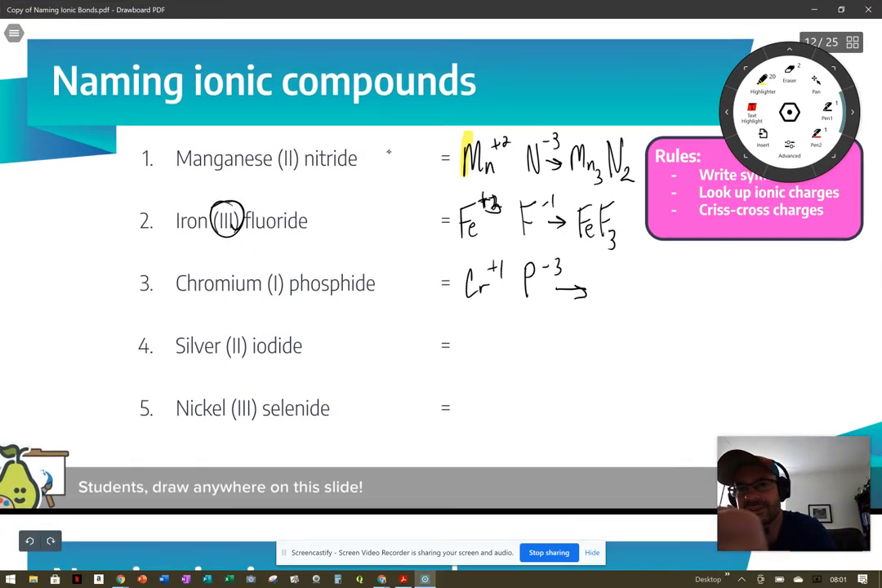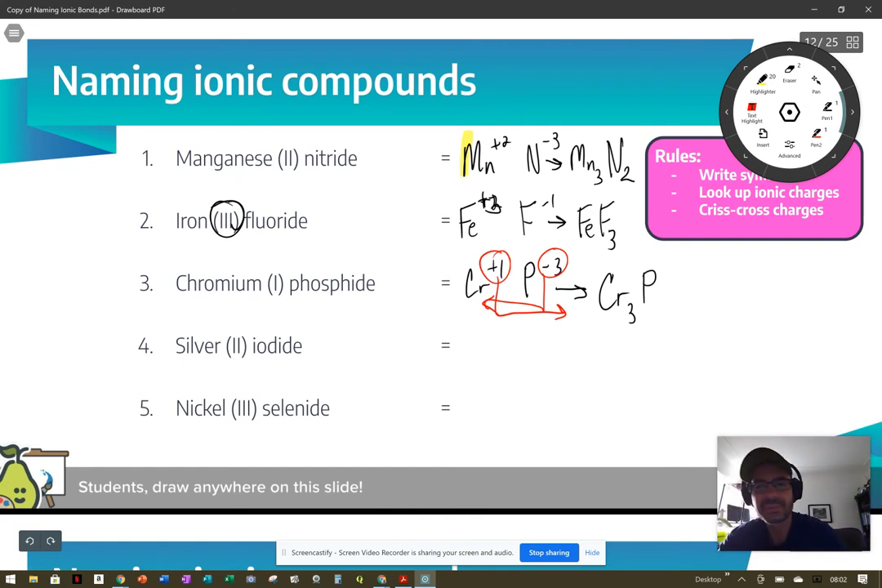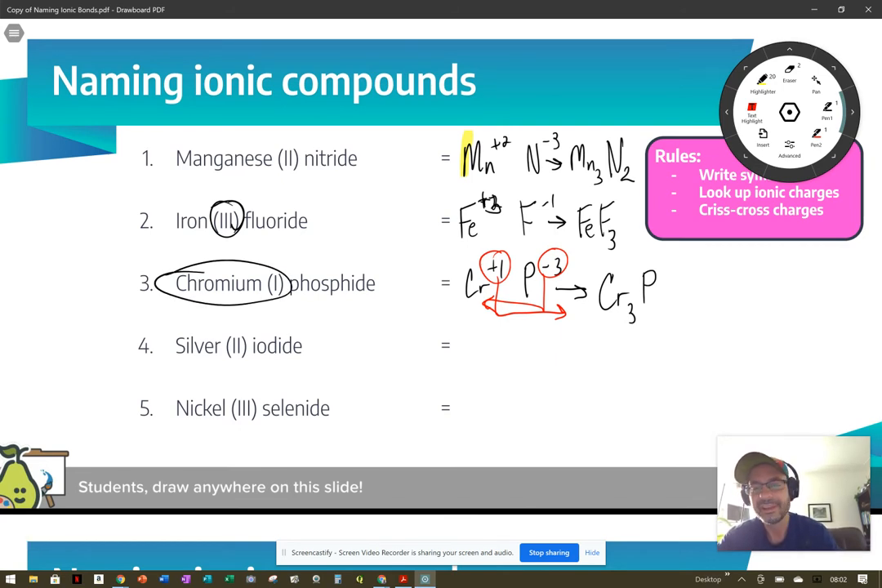So we crisscross these charges. Take this, move it down there. Take this, move it down there. And we end up with Cr3P. That's chromium 3 phosphide. And chromium is interesting because hexavalent chromium, I believe it's chromium 6, is extremely toxic. So depending on the valence of some of these transition elements, they can be toxic or they can be non-toxic.